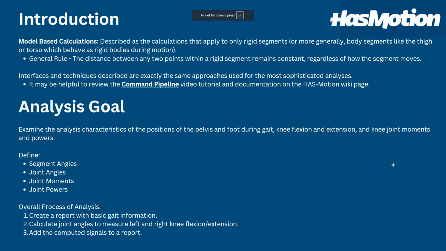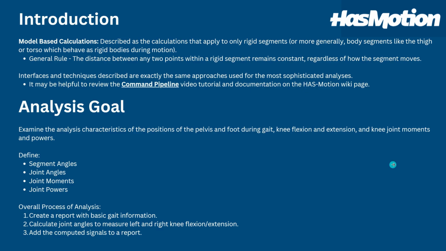In this tutorial, we will examine the analysis characteristics of the positions of the pelvis and foot during gait, knee flexion and extension, and knee joint moments and powers. To do this, we will define segment angles, joint moments, and joint powers. We will also be reporting on basic attributes such as stride length and other fundamental gait characteristics.